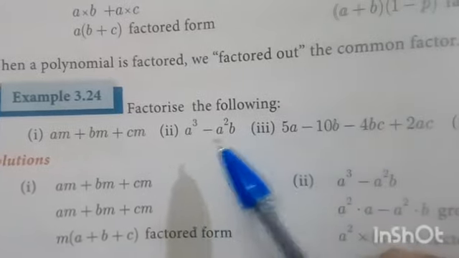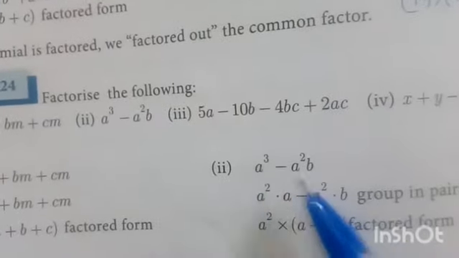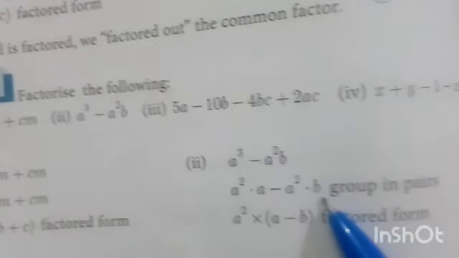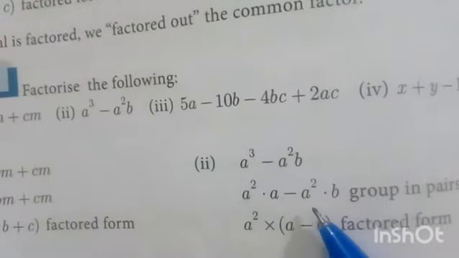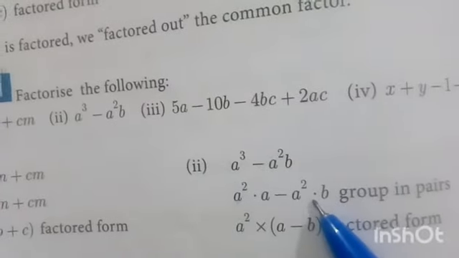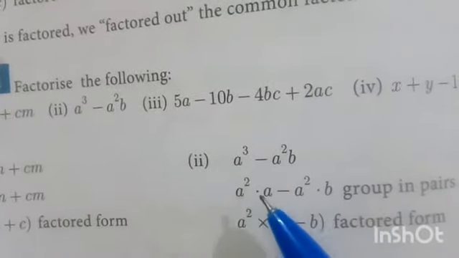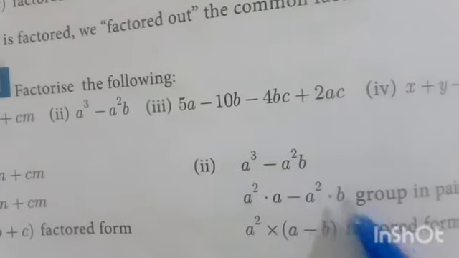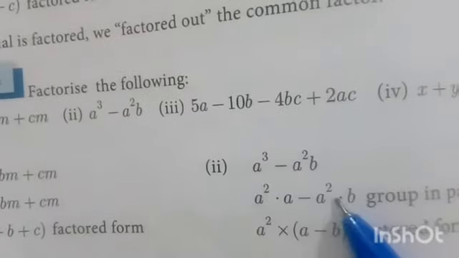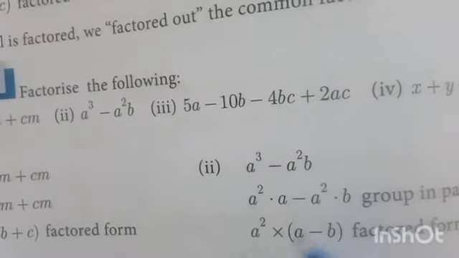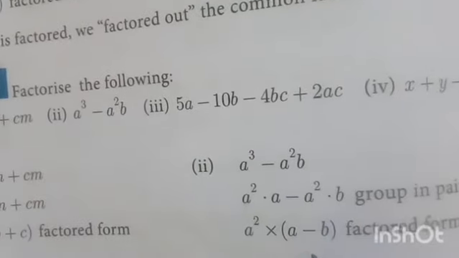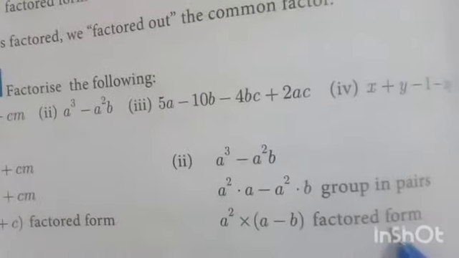The second problem, A cube minus A square B. It is written as A square into A, minus A square into B. The grouping method is easy for this problem. The dot is mentioned as a product. Now in these two terms, A square is common. So take A square outside, and what is the middle sign? Minus. So A minus B. It is the factorized form.